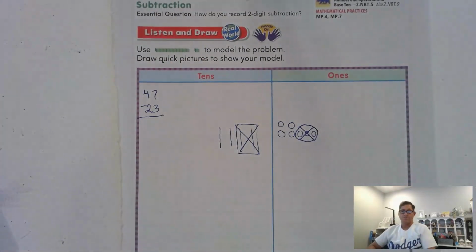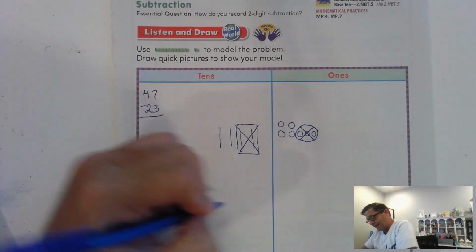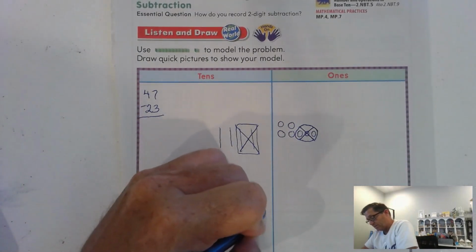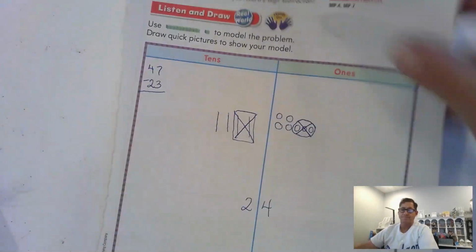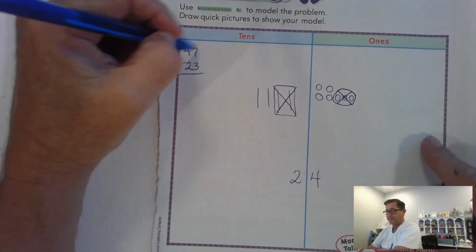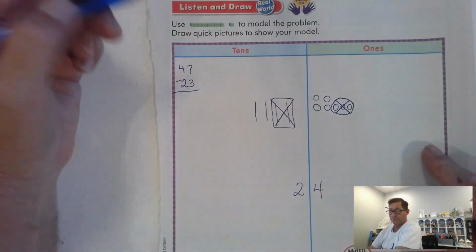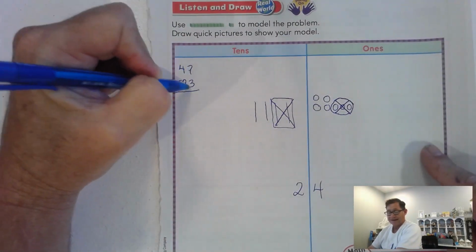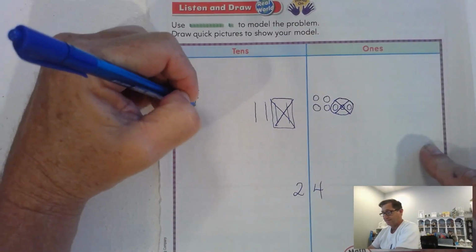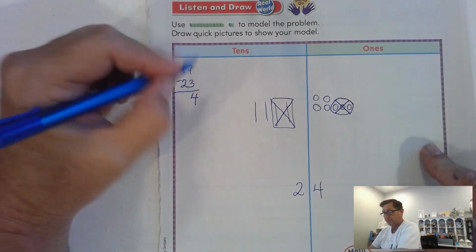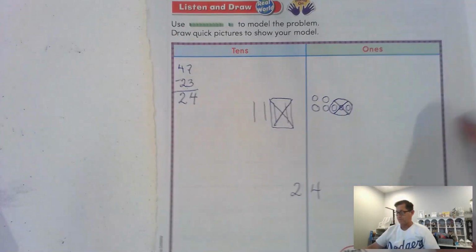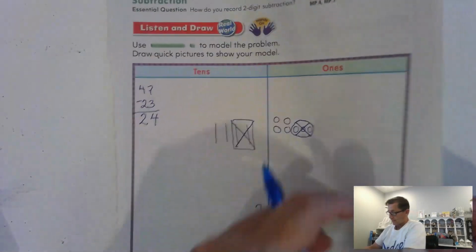So did you come up with an answer of 24? 7 take away 3. We don't have to regroup because if I have 7, I can take away 3 of those 7, leaving me 4. If I have 4 tens, I can take away 2 tens. So 24.